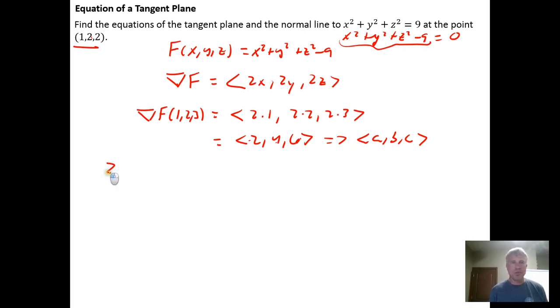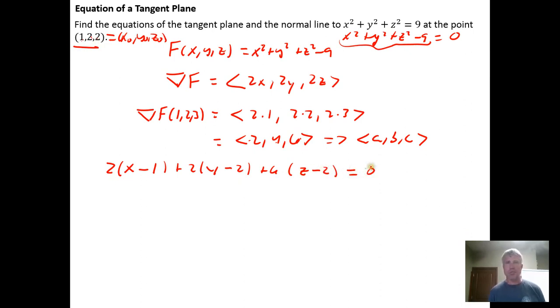What we could do is now 2, there's our A, times x minus x naught, but x naught is 1. This is our point x naught, y naught, z naught. So do x minus 1, plus 2 times y minus y naught, which is 2, plus 6 times z minus z naught, which is just 2, and this dot product has to equal 0 because I'm taking the dot product of perpendicular vectors, and this works. There's nothing wrong with doing it this way.